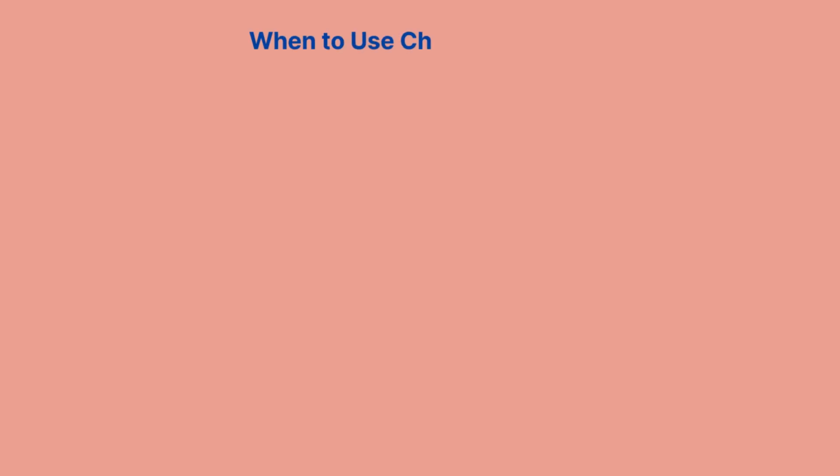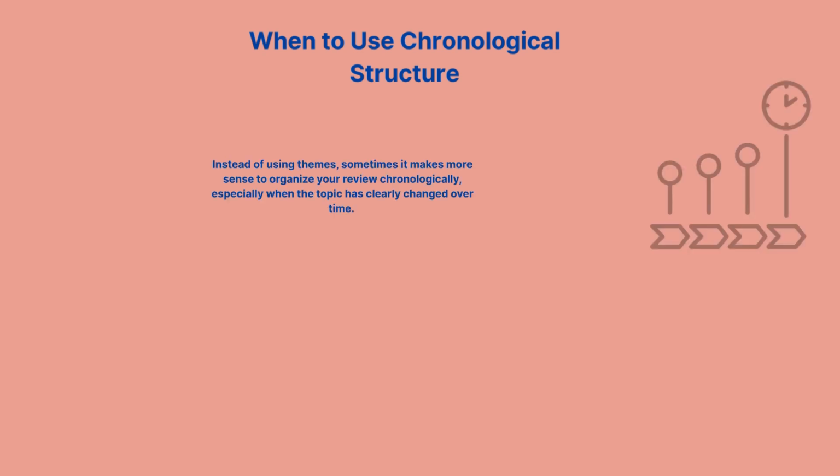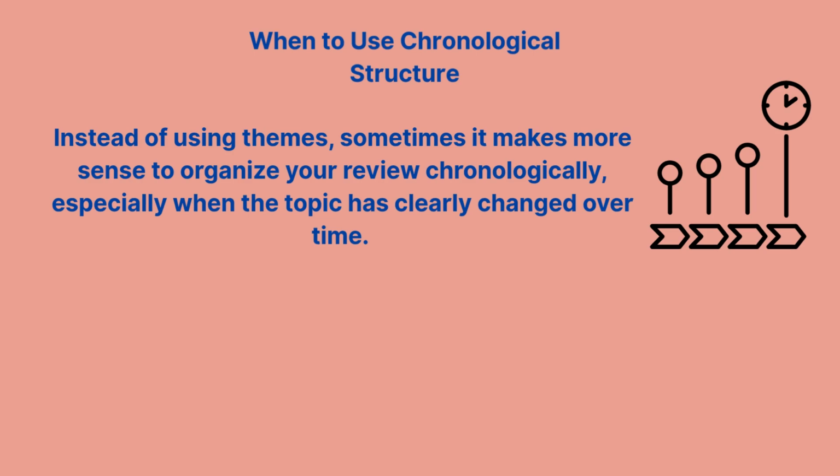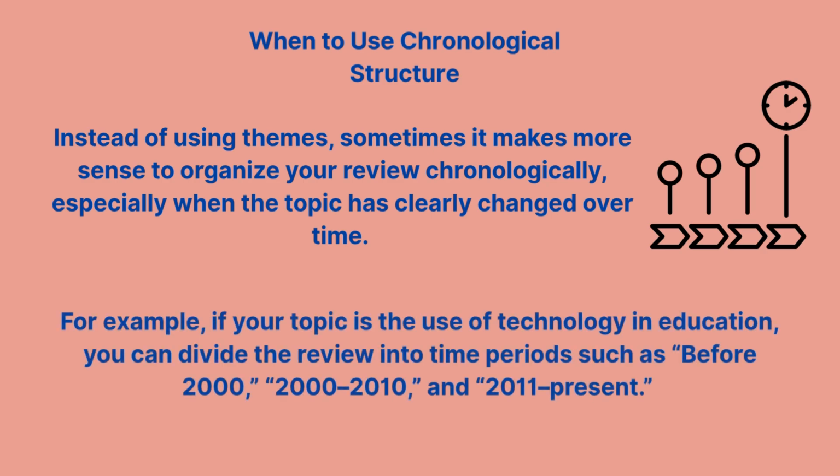When to use chronological structure. First, we talk about structuring literature review by using thematic sections. Instead of using themes, sometimes it makes more sense to organize your review chronologically, especially when the topic has clearly changed over time. For example, if your topic is the use of technology in education, you can divide the review into time periods such as before 2000, 2000 to 2010, and 2011 to present.